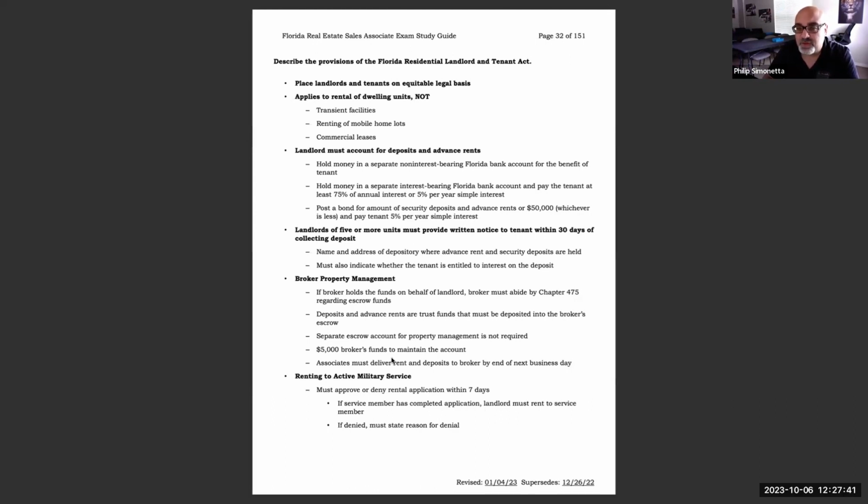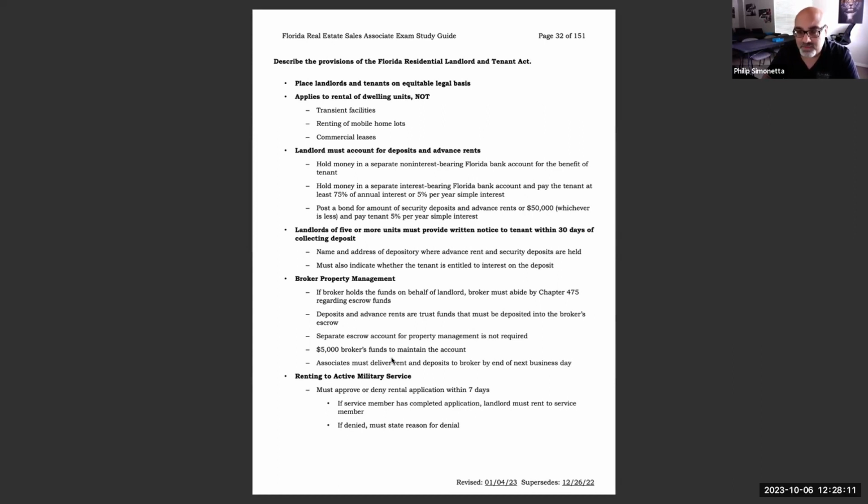Landlords must account for deposits and advance rents. They must hold the money in a separate non-interest-bearing Florida bank account, or in a separate interest-bearing Florida account and pay the tenant at least 75% of the annual interest or 5% simple interest. Or they must post a bond for the amount of the security deposits and advance rents or $50,000, whichever is less, and pay the tenants 5% per year in simple interest.